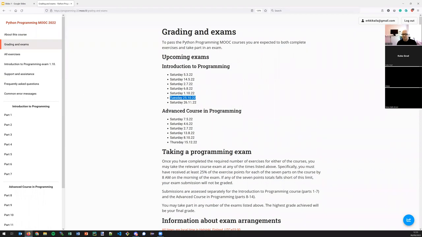And then there's one date after that one, and there will be at least one more date announced later. We're going to announce it when we see how many people require more exams, but the final one will probably be in January, something like the second week of January. Anyway, it will be included in this list later.